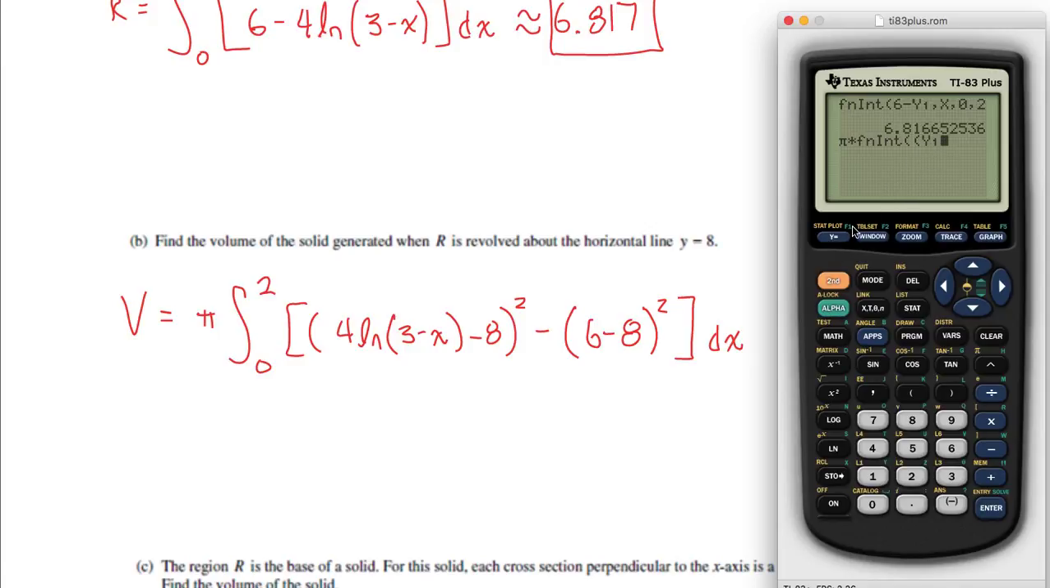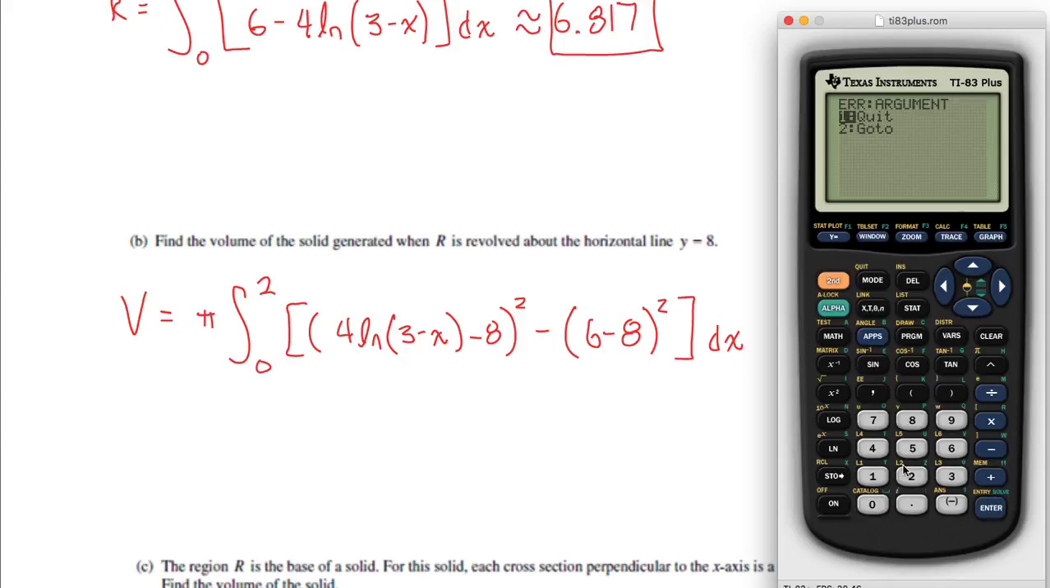Oh, okay. So y1, and then we're going to subtract 8, close the parentheses, and square that, and then we're going to subtract, and this is just negative 2 squared, so we don't need to do anything there. We can just say minus 4, because negative 2 squared is 4. If you want to enter this all manually, you can. I'm just saving time by knowing some math. And that's going to be with respect to x from 0 to 2.